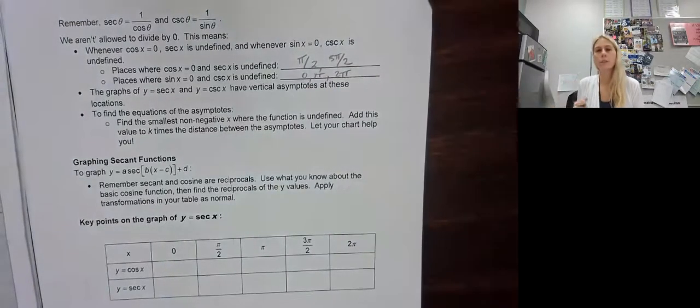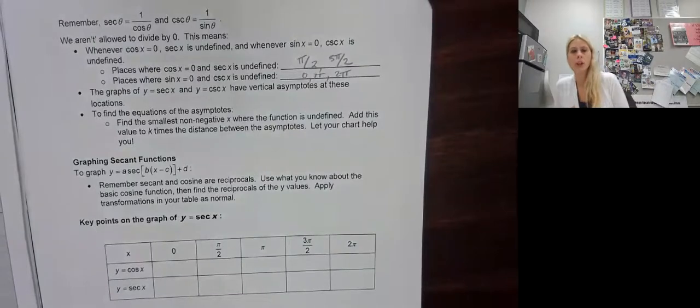Okay, so that's going to help us fill out our parent function locations. The graphs of y equals secant and y equals cosecant have vertical asymptotes in these locations. Of course, they keep going, right? So to find all of the asymptotes, what you want to do is, again, find the smallest non-negative where the function is undefined and add this value to k times the distance between the asymptotes.